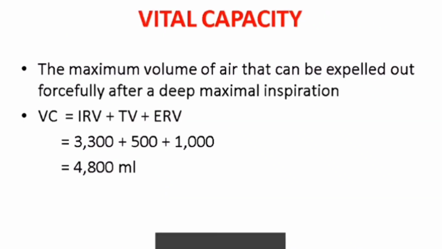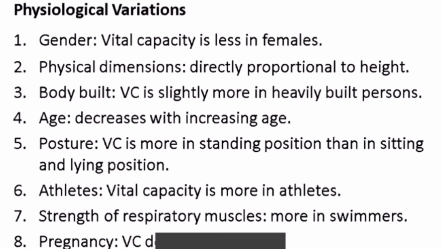So what is vital capacity? Vital capacity is the maximum volume of air that can be expired out forcefully after a deep inspiration. It contains tidal volume, inspiratory reserve volume and expiratory reserve volume. This is already told to you. What are the factors affecting vital capacity, or the variations affecting it?